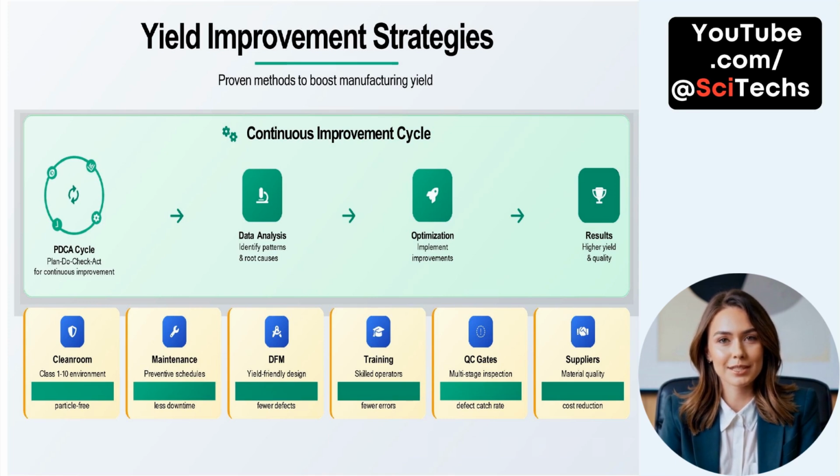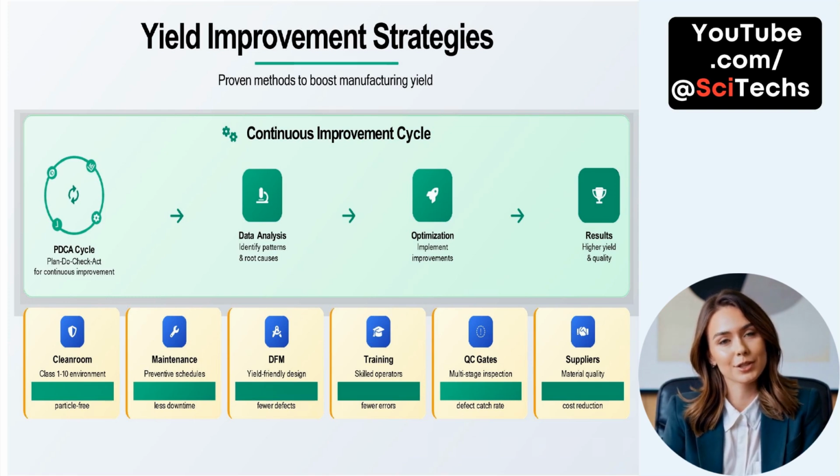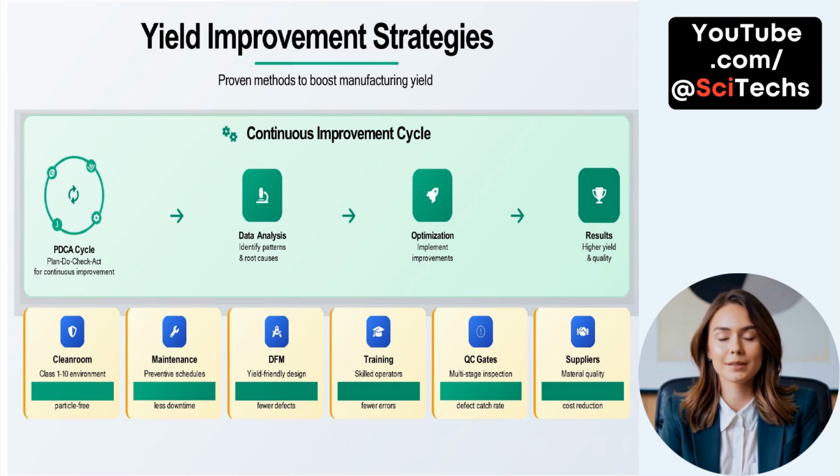The process begins with data analysis, where teams identify recurring patterns and root causes of yield loss. This step is essential for understanding where problems originate and what factors are driving defects. The next phase is optimization, where targeted improvements are implemented to eliminate waste, reduce variation, or enhance process efficiency. This leads to results, achieving higher yield and improved product quality.